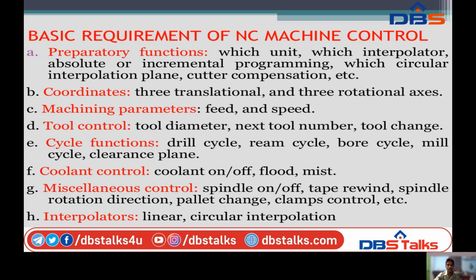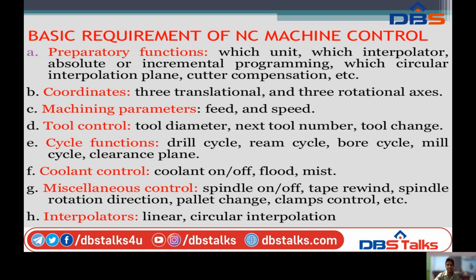Next, coordinate system. 3 translational and 3 rotational axes. Translation is nothing but plus x, y, z. Those are all translational, that means linear movement of axes. Rotational means rotational movements about x, y, z axes. Machining parameters. What are the parameters that will be given to the NC control unit? That means speed and feed. Next, tool control.